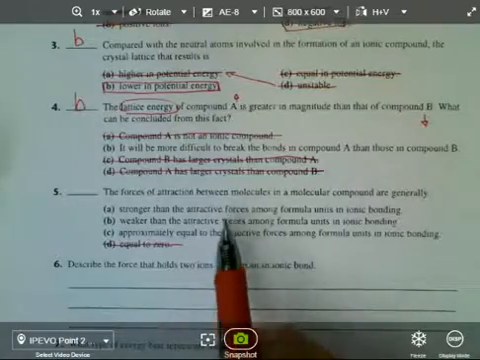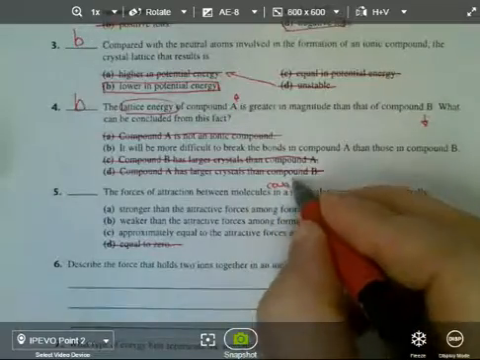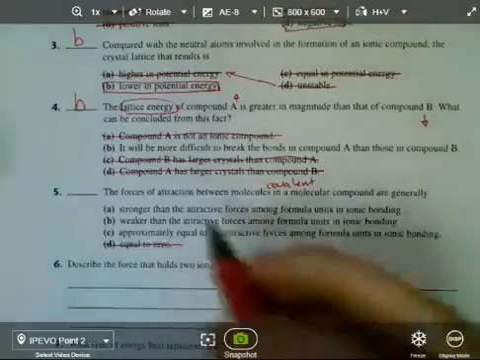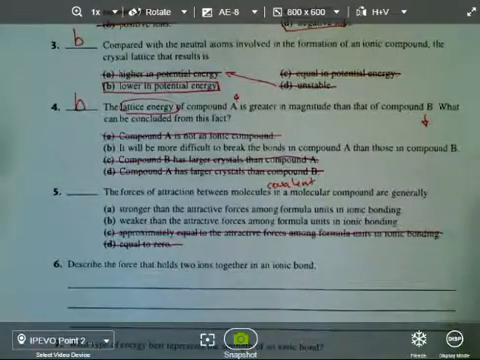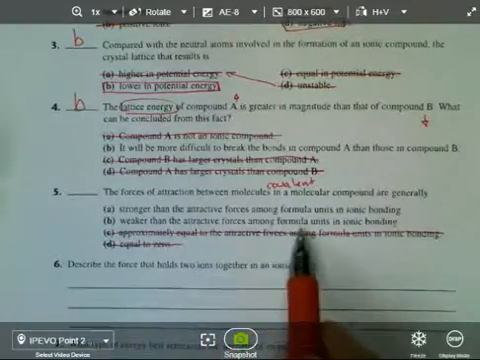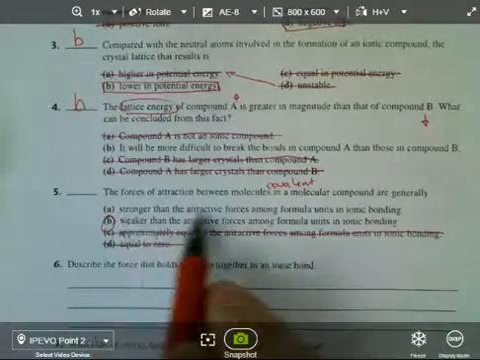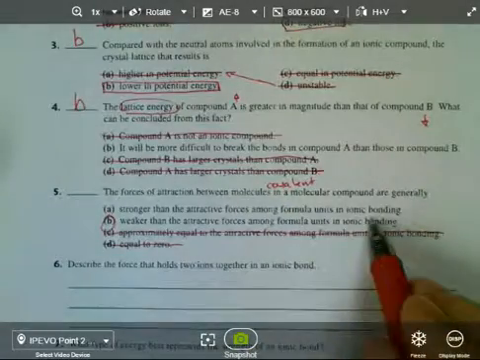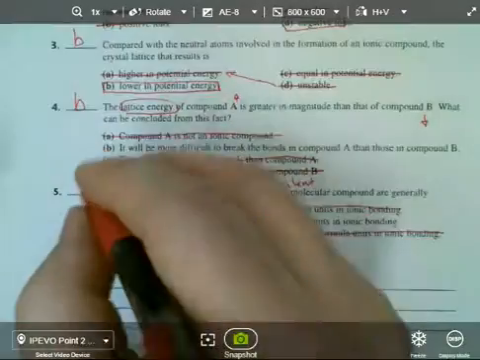So between molecules in molecular compounds, again, we're referring to covalent bonds there. Approximately equal to the attractive forces in formula units? That's not true. Attractive forces in ionic compounds are going to be a lot stronger. Weaker than the attractive forces among formula units. Well, that's actually what we just said. So I'm liking that one, but let's just double check that A isn't correct. Stronger than attractive forces. No. Attractive forces in covalent bonds are not going to be stronger than the attractive forces in ionic bonds. So we're going to go with B.